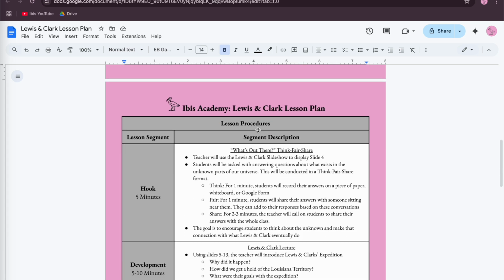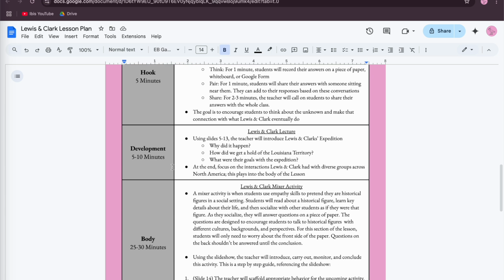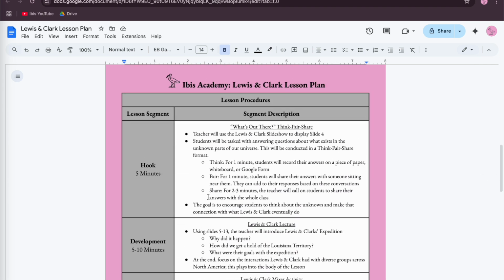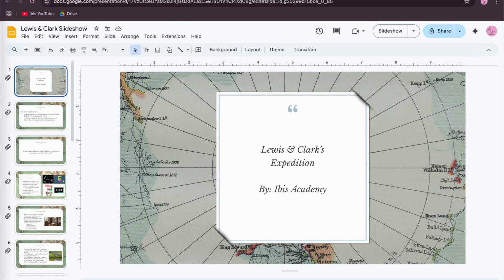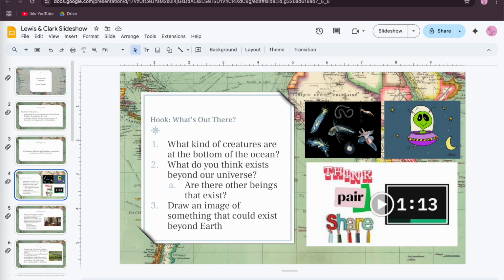If you make your way down to the second page, this is where you see the procedures of the lessons, which is broken up into 4 different segments: the hook, development, body, and conclusion. Starting off with the hook here, the first thing students will be doing with this Lewis and Clark lesson plan is a think, pair, share lesson activity where they will be using the slideshow, which all the teachers that are looking at this lesson have access to. They will be using the slideshow to perform this think, pair, share.